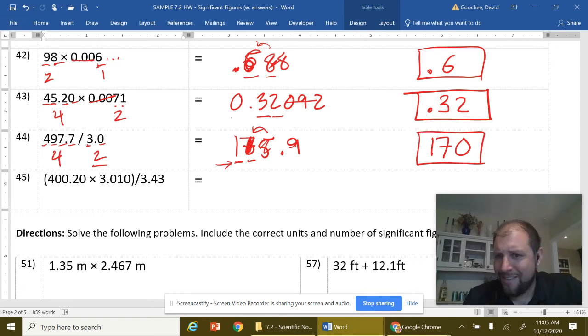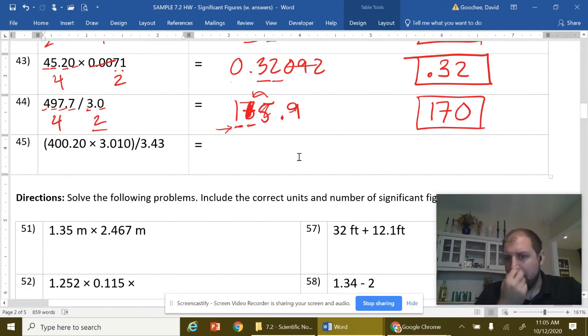170. Not 17, all right? In no universe does 165.9 round to 17. You still need to keep the approximate value. The 1 stays in the hundreds place. The 7 stays in the tens place, okay? So you've got to make sure that you do that. That's just a common error.